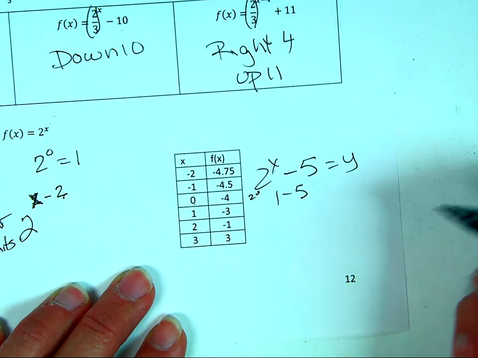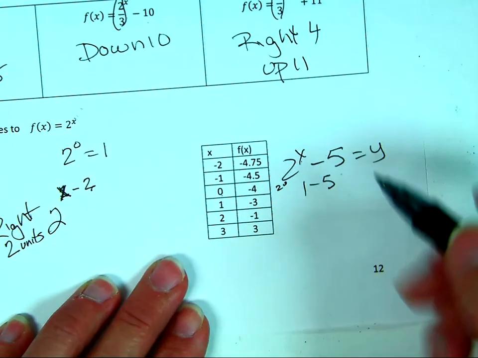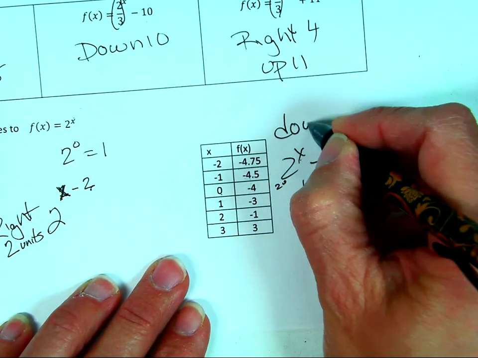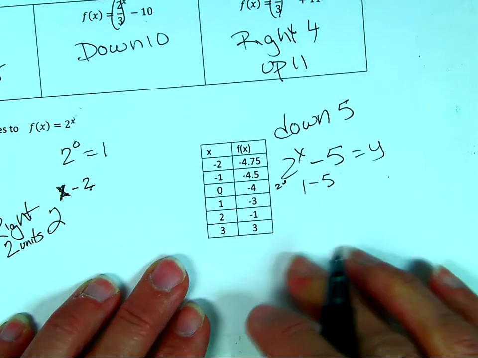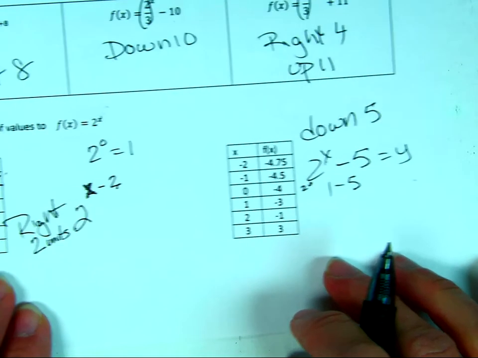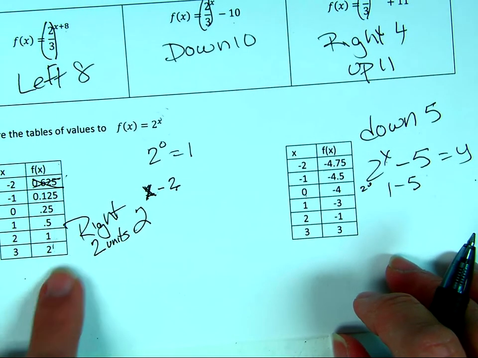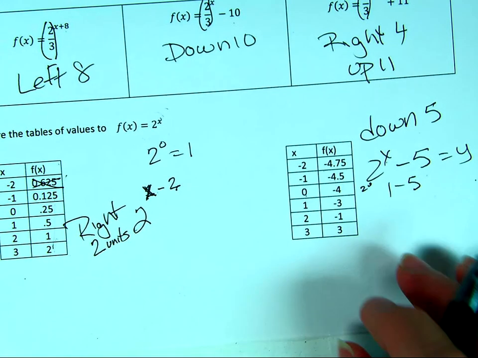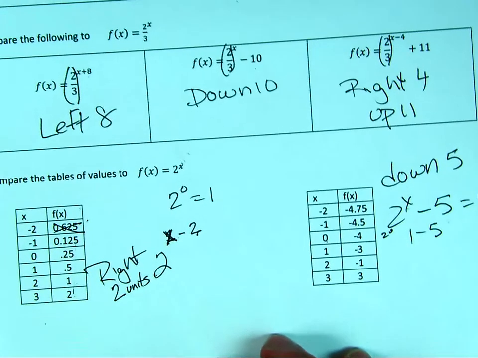So now I have to compare it to the original equation, and it looks like it's just down 5. So we've got to do a little bit more thinking on those. Look at your asymptote. Look at where it's 1, and those should help you out. So that's translations with exponentials.